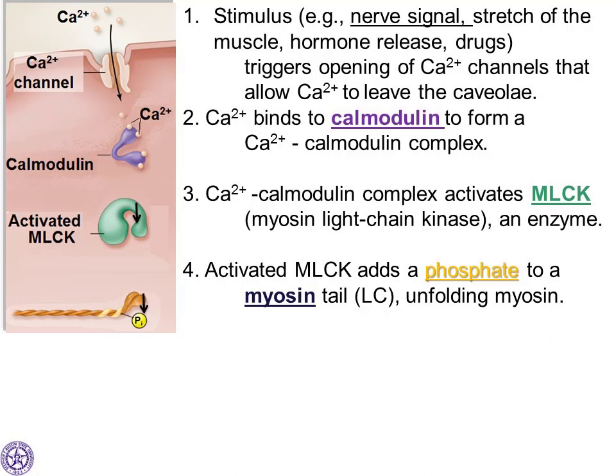Calcium leaves the caveolae, and once it's inside the cell, it can bind to calmodulin, much like in striated muscle, calcium bound to troponin. So that's the first domino to fall. Calmodulin gets turned on. So now calmodulin goes and turns on myosin light chain kinase. Now here we have myosin light chain kinase being activated by calmodulin with calcium bound to it.